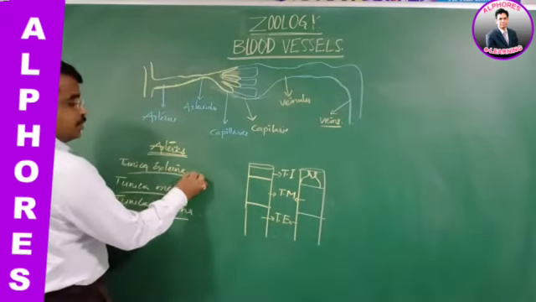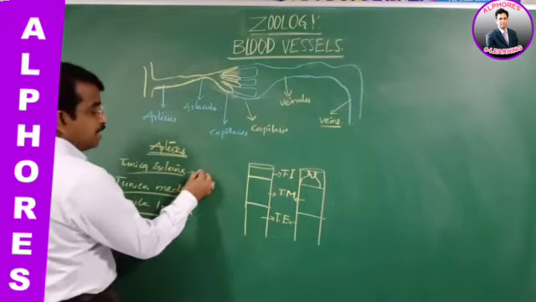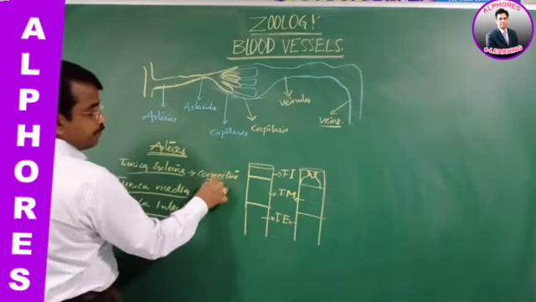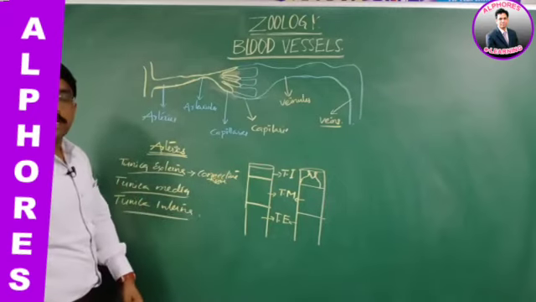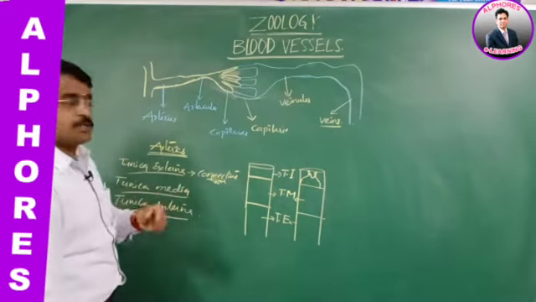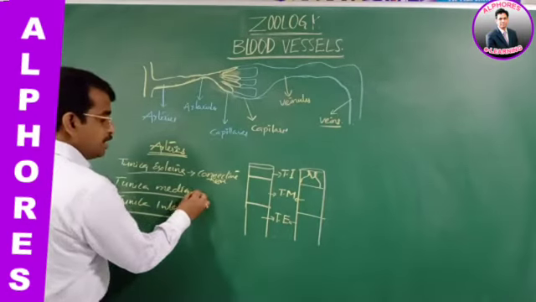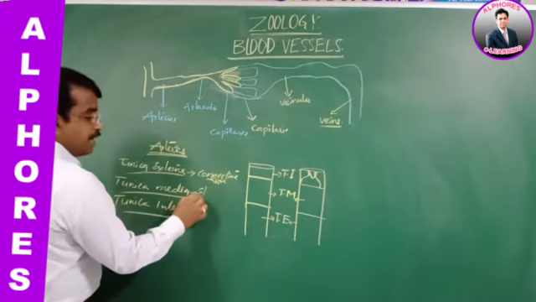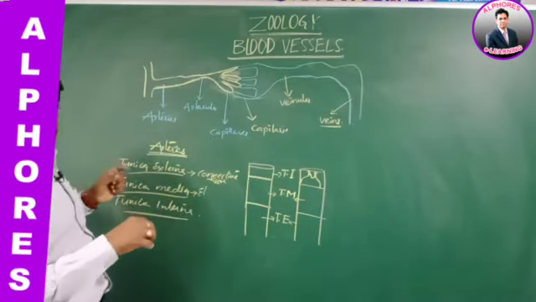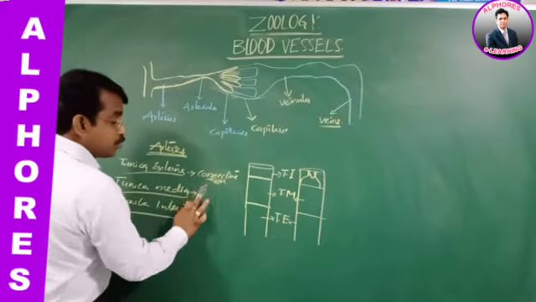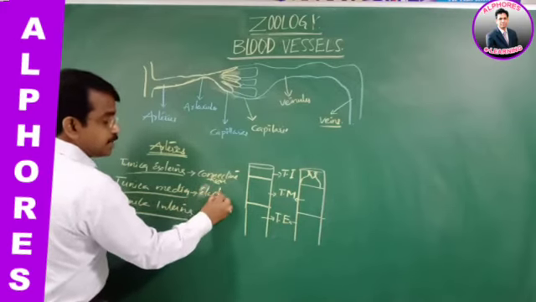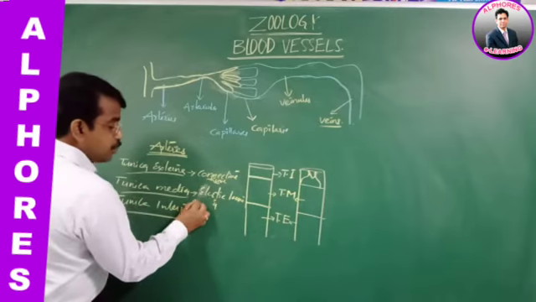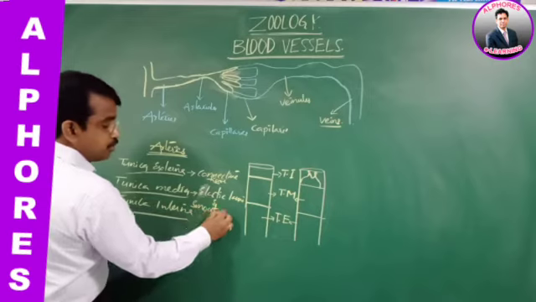Tunica externa, the tunica adventitia, is made up of connective tissue fibers, that is, collagen and elastic fibers are present in the tunica externa. Tunica media is with the elastic membrane, that is, elastic fibers are present. Besides that, it is with the smooth muscle. It is with the elastic lamina and also with the smooth muscles.